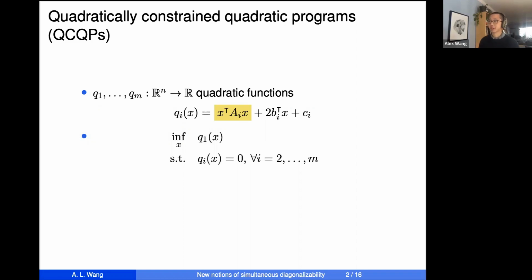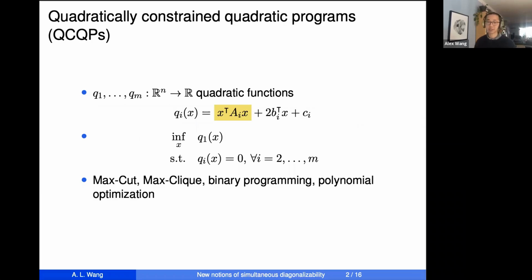So why do we care about QCQPs? Well, I claim that they're highly expressive, and this is a very useful property from a modeling perspective. In particular, they're so expressive, in fact, that you can easily capture difficult problems such as max cut, max clique. More generally, you can even capture any binary program or any polynomial optimization problem as a QCQP with only a polynomial blow up in the size of the problem.